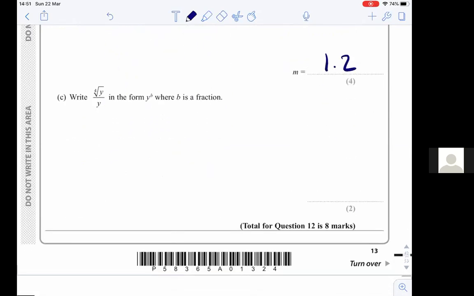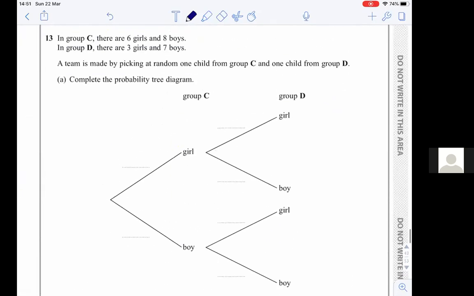Okay, part C. Now, we want to write this in the form of y to the power of b, where b is a fraction. So for this, the fourth root is the same as writing y to the power of a quarter, and writing it over is like saying divided by. So this is divided by y. Now the power here is y to the power of 1. So again, we're using our laws of indices. We would subtract. So a quarter minus 1 is y to the power of minus 3/4. That's going to be my answer. Y to the power of minus 3/4. B is minus 3/4.